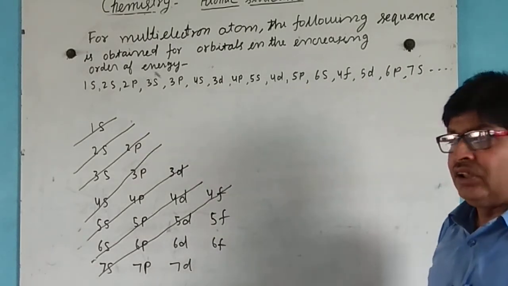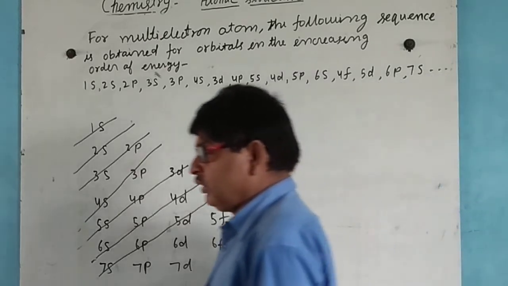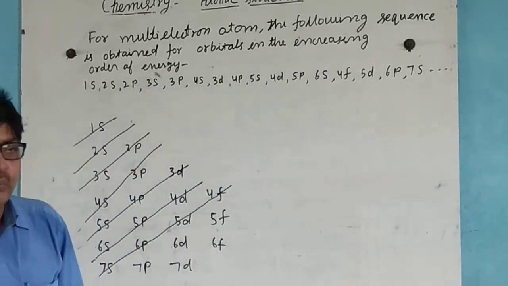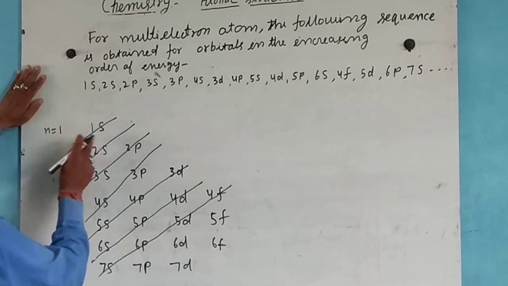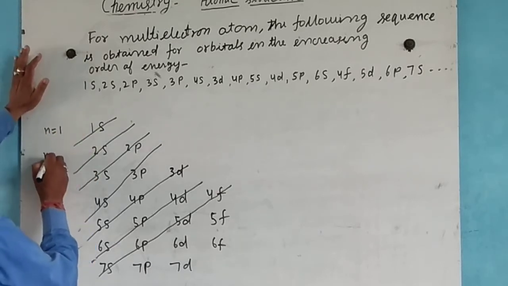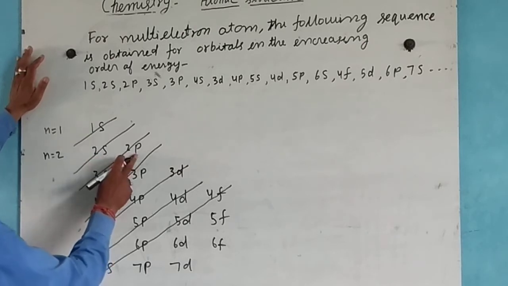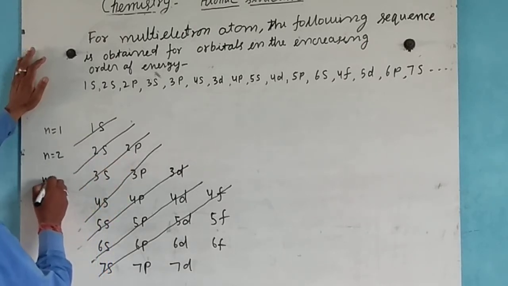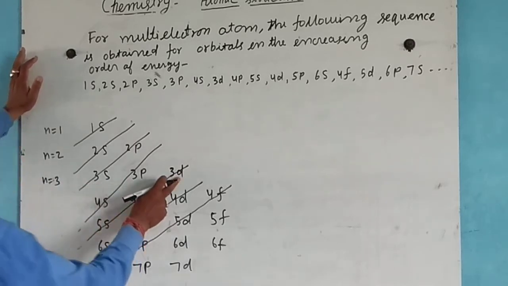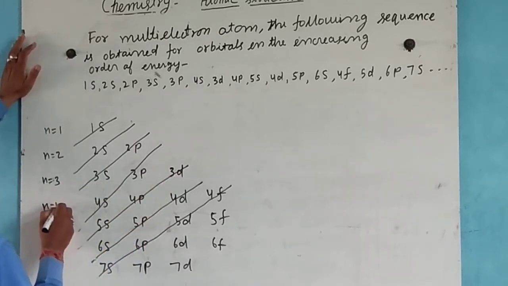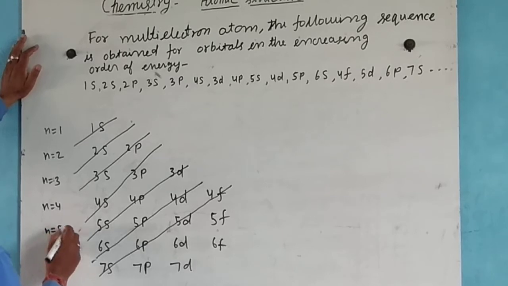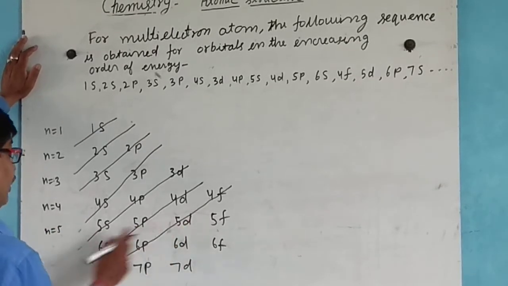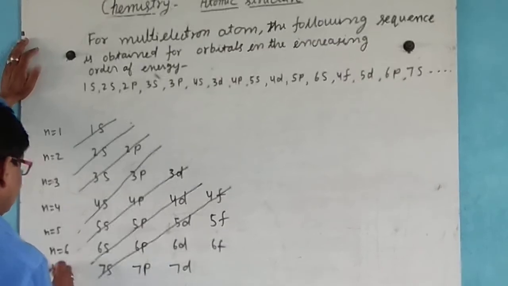These orbitals can be easily studied. Here n is equal to 1, this is only s orbital. n is equal to 2, this is s and p orbital. n is equal to 3, this is s, p and d orbital. n is equal to 4, s, p, d and f orbital. n is equal to 5, s, p, d and f, n is equal to 6, and n is equal to 7.